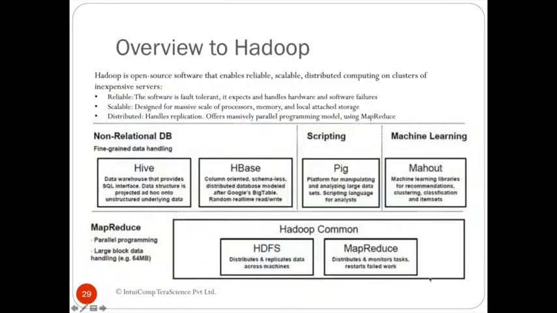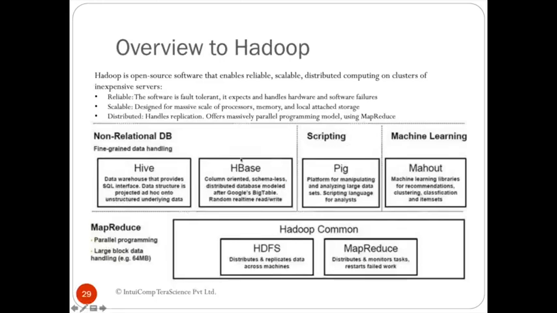Overview of Hadoop. Hadoop is open source software that enables reliable, scalable, distributed computing on clusters of inexpensive servers. It is reliable because the software is fault tolerant. It expects and handles hardware and software failure. Scalable: designed for massive scale of processors, memory, and locally attached storage. Distributed: it handles replication and offers a massively parallel programming model using MapReduce.